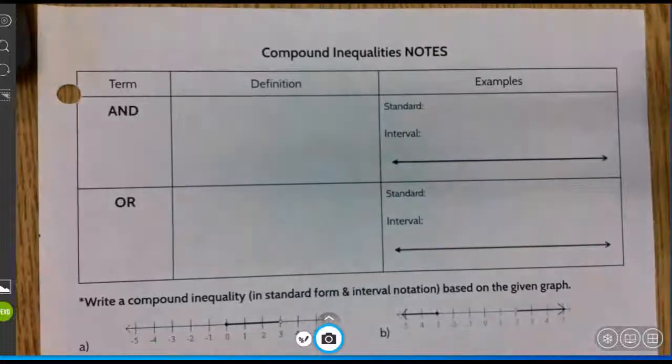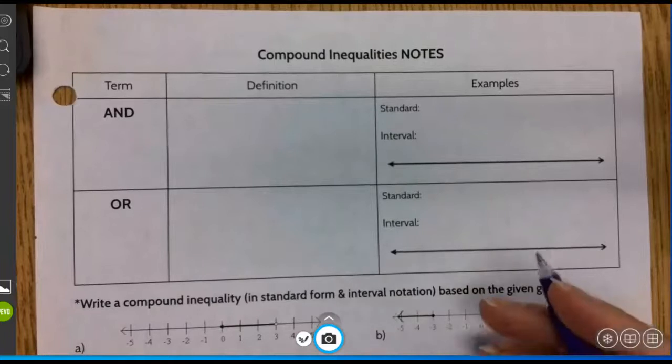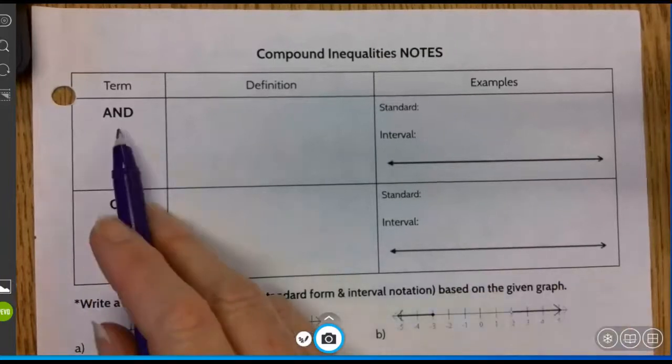So today we're talking about compound inequalities. We've been doing inequalities, but now we get to do even more cool stuff. So you're going to like this. So let's just talk some set theory and logic and everything like that.